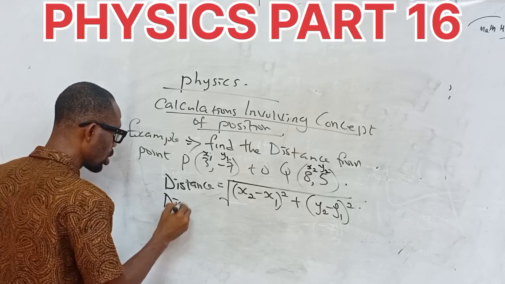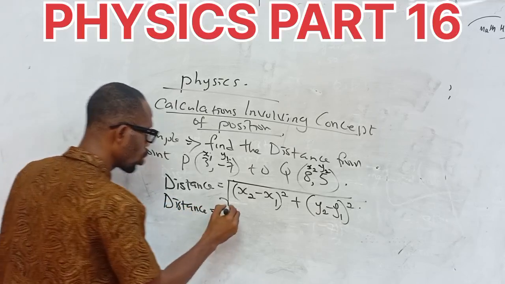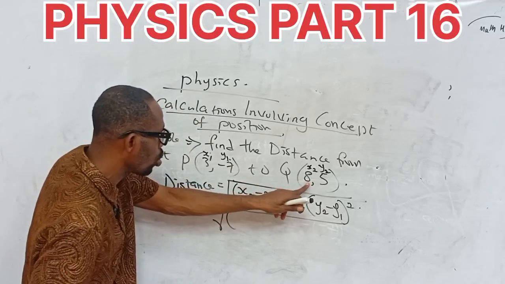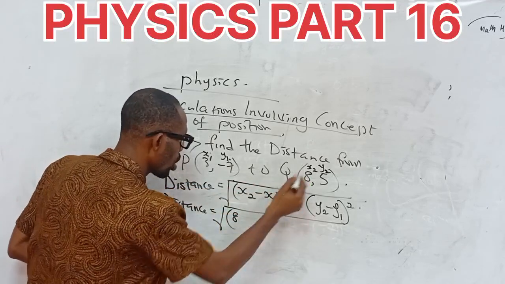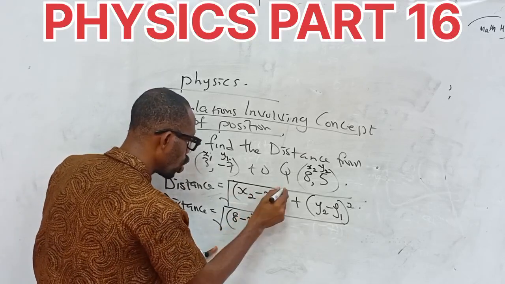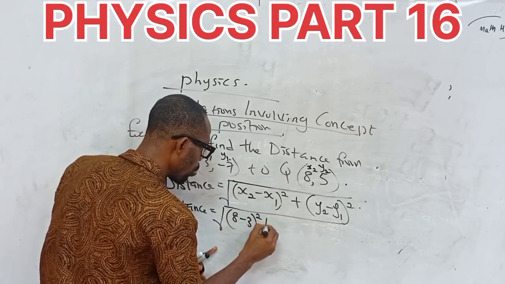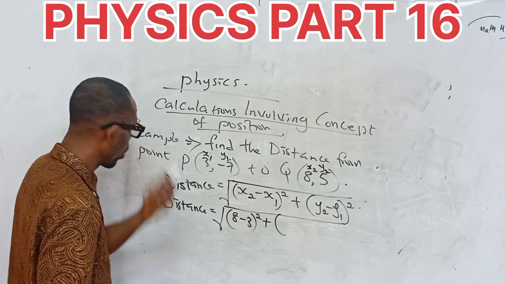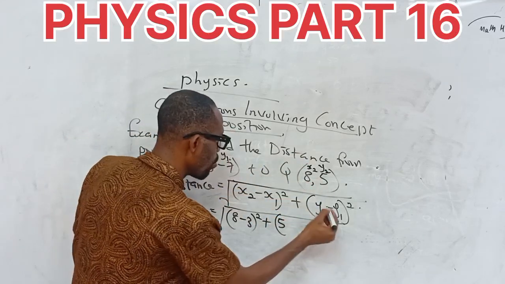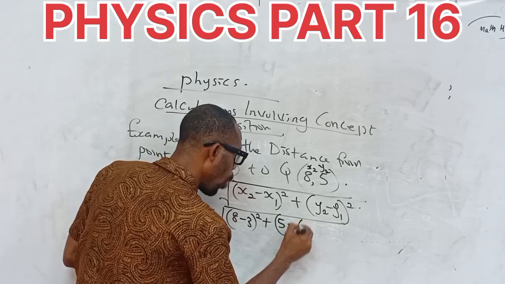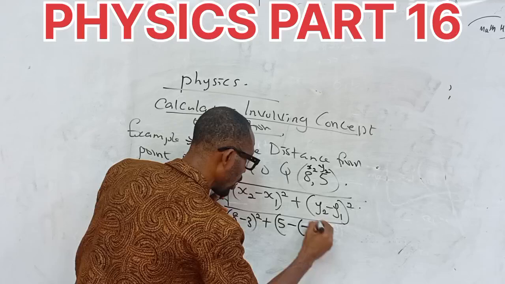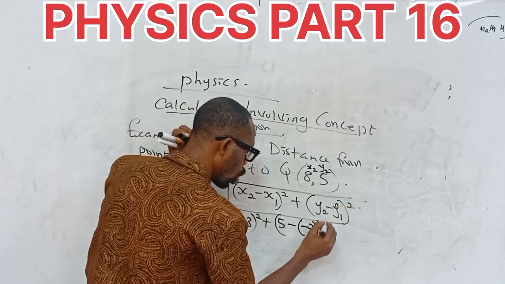So distance will now be equal to the square root of, open the bracket. What is x2? 8. You write 8. Now, minus, what is x1? 3. Put 3 here. Put the square. Then add, plus, open the brackets. What is y2? y2 is 5. Write 5. Minus, and open the bracket because of this minus sign. Then you put minus 7, close the bracket, close the general bracket, and put your square.